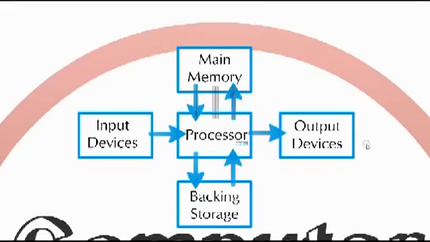The input devices feed in, the calculations or the changes to the data are then sent to either main memory, backing storage, or output devices. And main memory and backing storage have a two-way process where data can be read from or written to backing storage or the different types of main memory. But we're concentrating on the processor today.